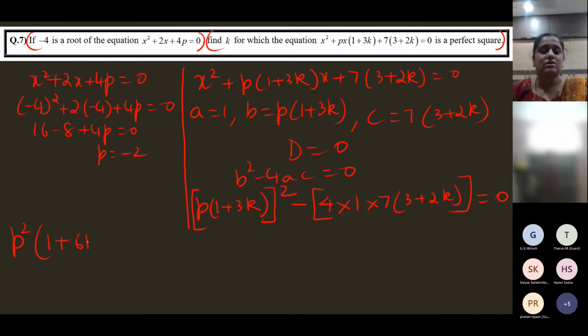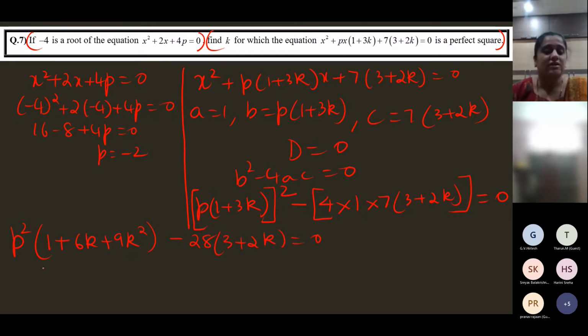6k. Plus 9. Minus 7 fours are 28. 28 into 3 plus 2k is equal to 0. We have to find the value of k, children.